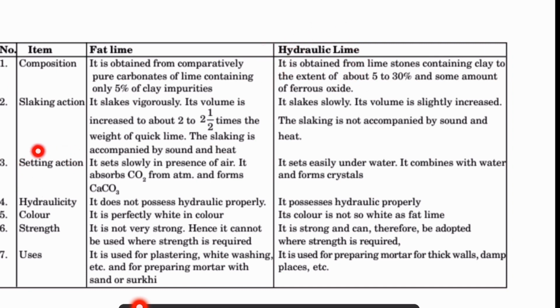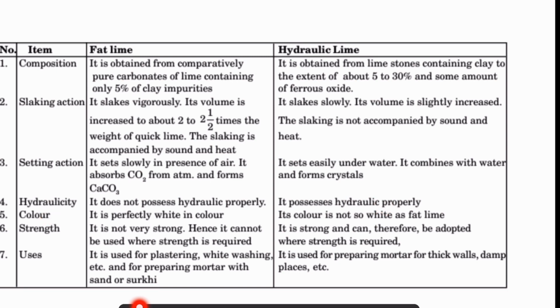Talking about the setting action, fat lime sets slowly in the presence of air. It absorbs CO2 from the atmosphere and forms CaCO3, while hydraulic lime sets easily under water. Fat lime does not possess any hydraulicity, while hydraulic lime possesses the hydraulic property. Hydraulic property is a property by which a lime sets under water.